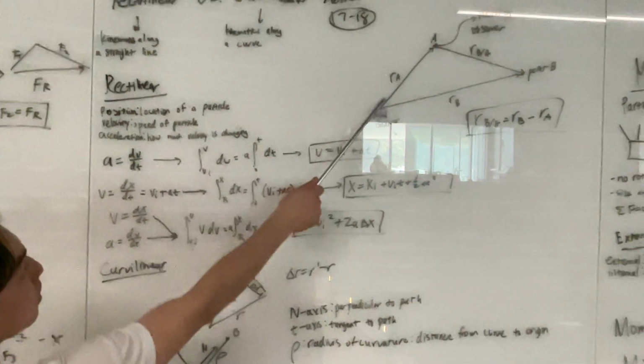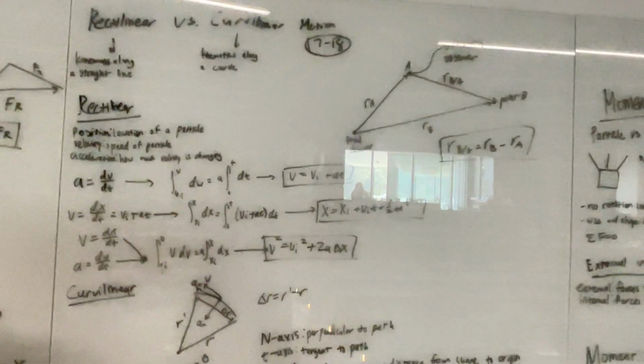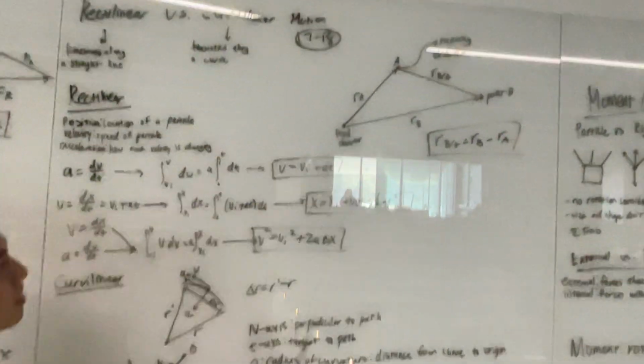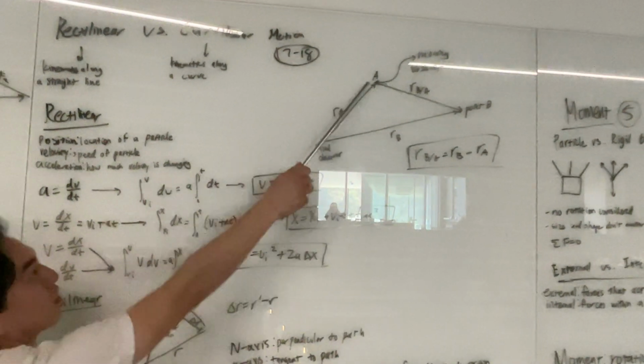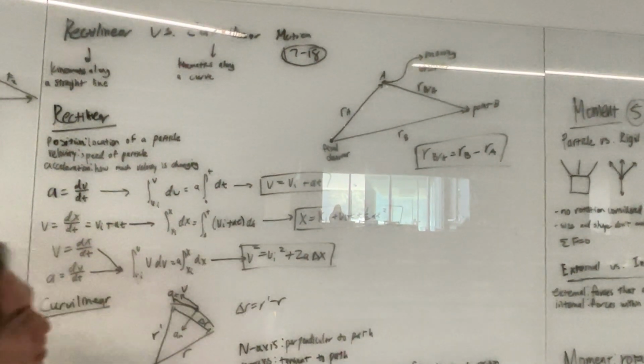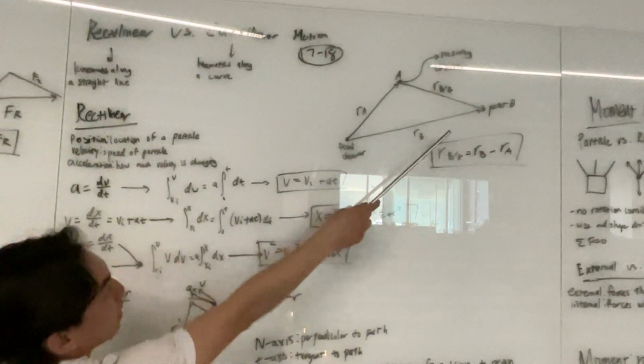So I'm going to go over relative velocity. We have a fixed observer here, looking at a moving observer A over there, and we have the point B that they're both referencing.